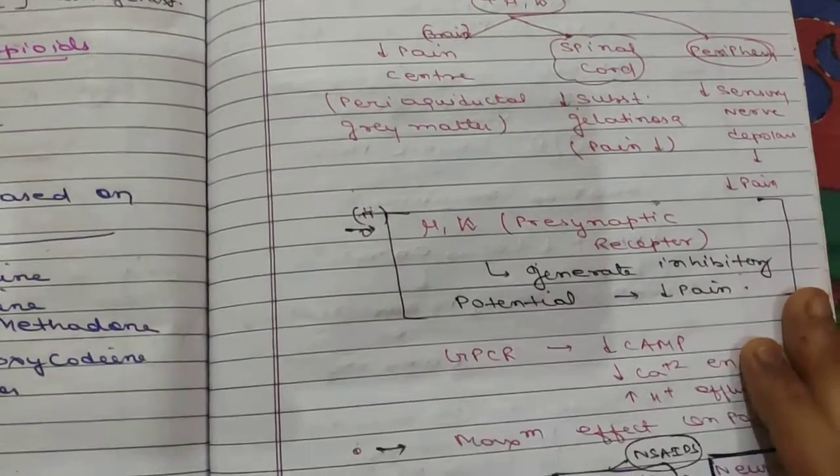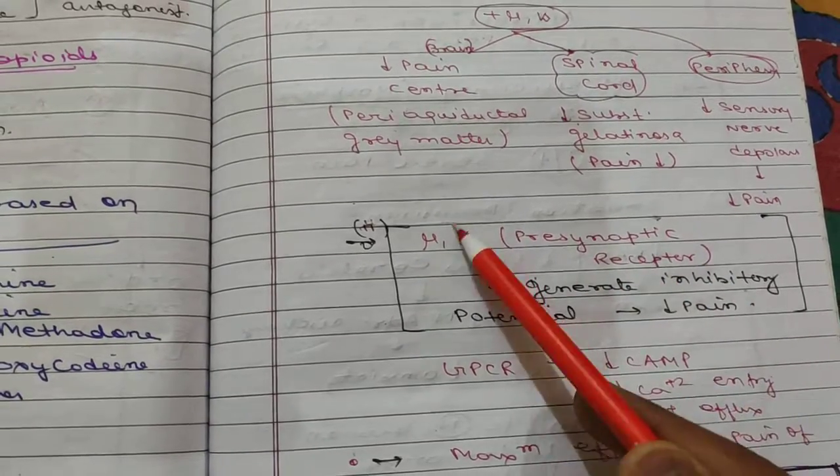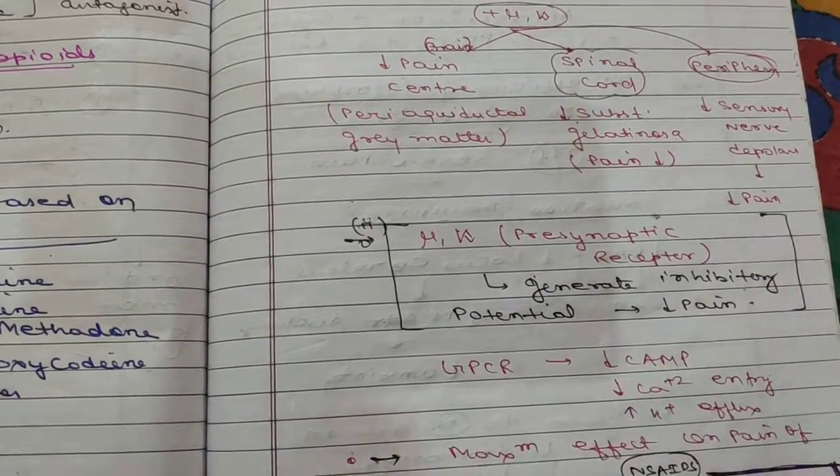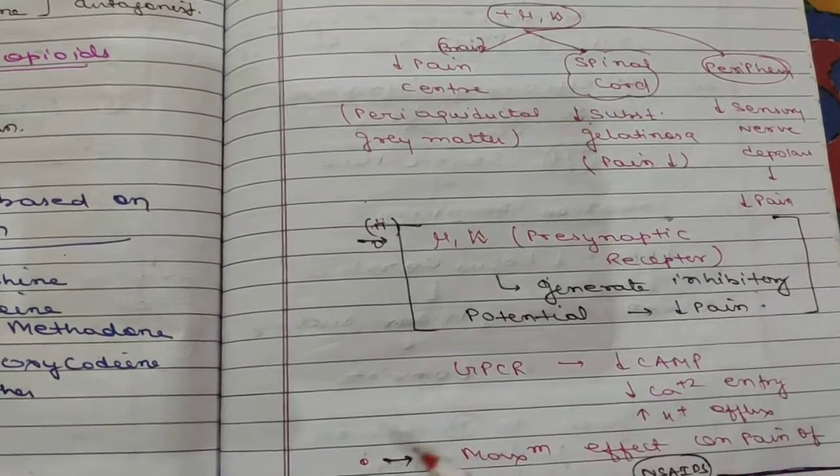Okay, now these receptors are also present presynaptically, so they are also known as presynaptic receptors. And they will generate an inhibitory potential there, and that will also cause a decrease in pain.